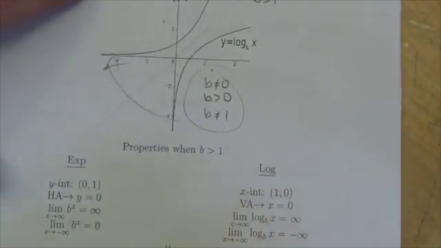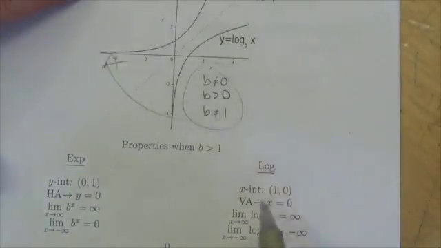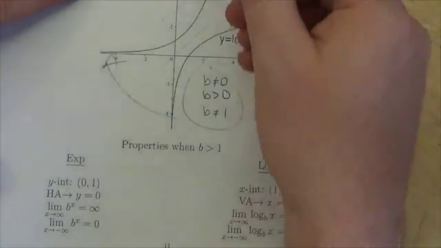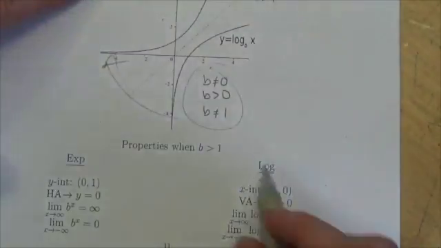Now, let's talk about the logarithm here. It's got an x-intercept of 1, 0. It has a vertical asymptote here at x equals 0.